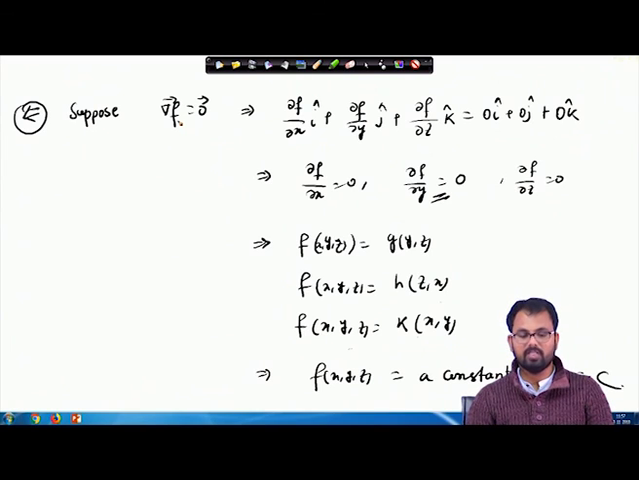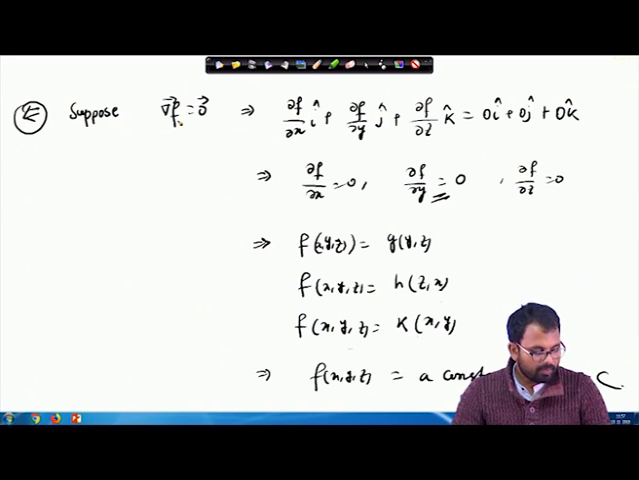So, this is what we needed to prove, and these are some simpler results which we can definitely practice. We will practice some more examples on the gradient of a function, and we will also introduce the concept of divergence of a vector function in our next class.